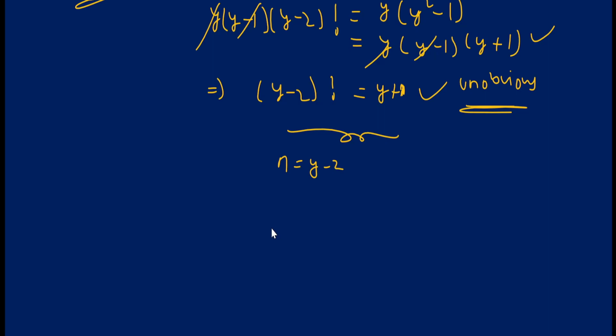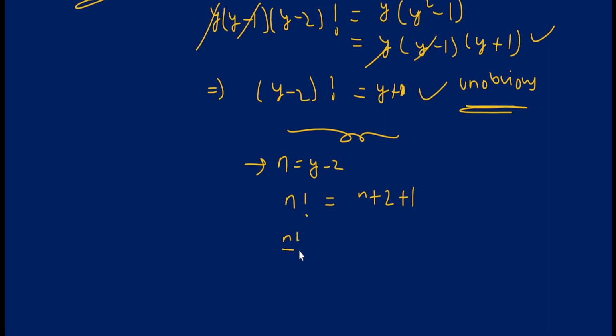You have to explore the various steps. You have to explore various solutions. You have to perform steps. Now let's perform these steps and see whether we are able to reach the solution, or we are going to reach the dead end, or we are going to reach yet another unobvious state. After substituting n as y minus 2, we have n factorial is equal to, substituting y as n plus 2, n plus 2 plus 1.